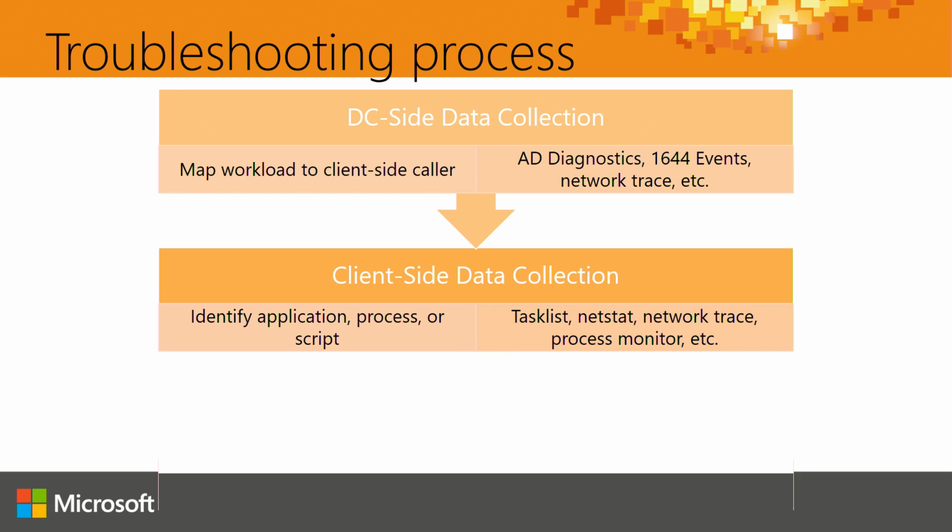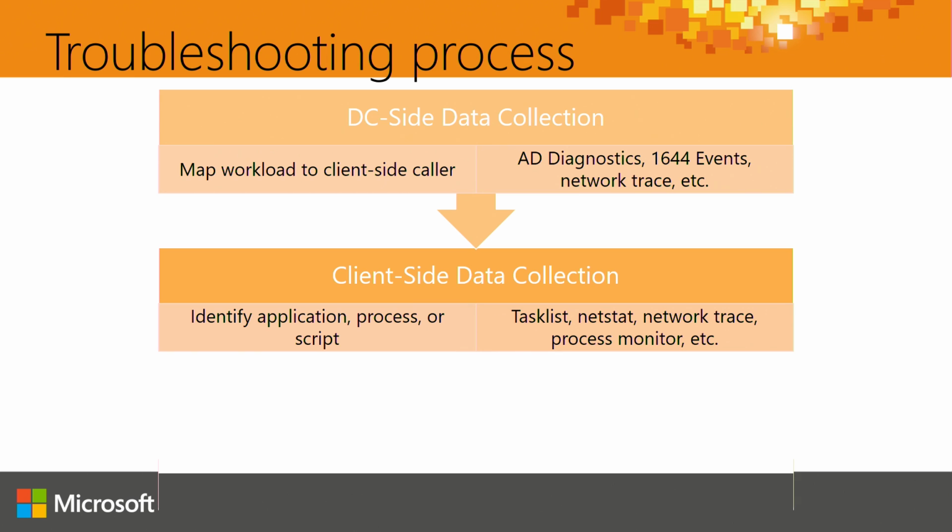And our goal with the client-side data collection is to see what script, process, or service is running on the client that's issuing that workload. And the way you do that is highly dependent on what you did in your DC side data analysis. Maybe it's LDAP workload. And so now your goal is to find the process on the client that's issuing that request. And our goal there ultimately is to figure out who's doing it so that we can change that behavior.